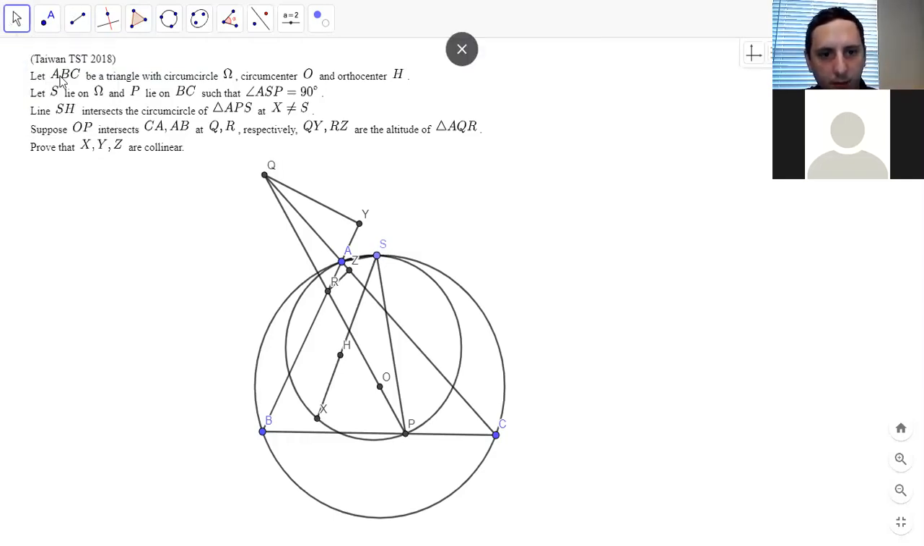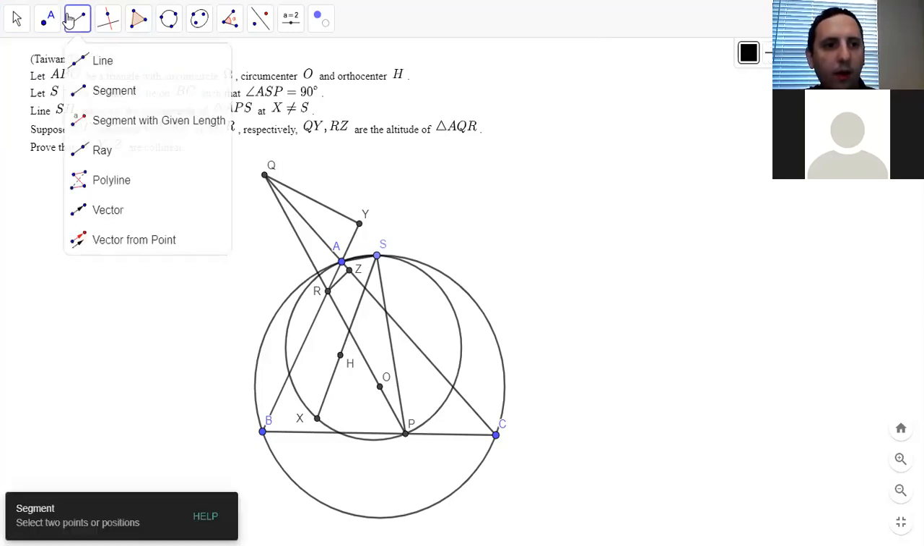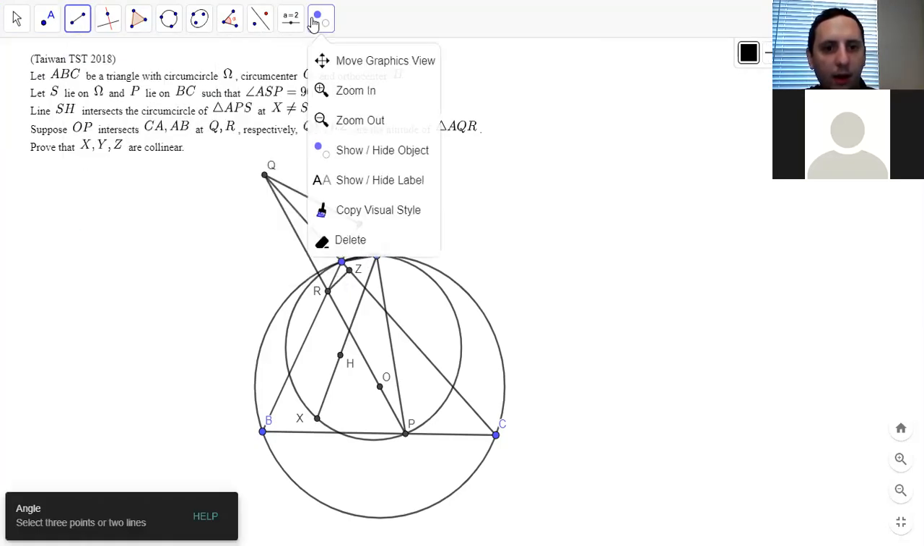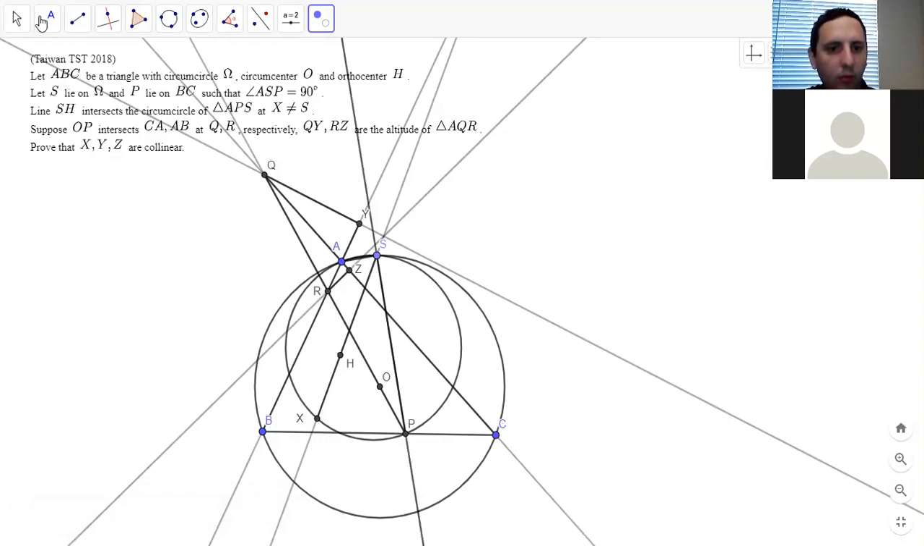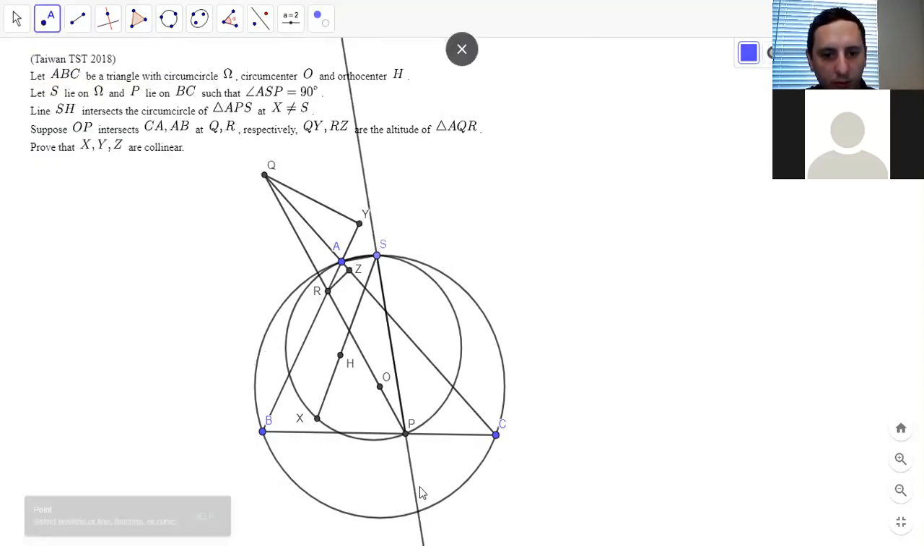So we want to show that X, Y, and Z are collinear. So Y, Z are both feet of altitudes. So that probably gives us some information. Can you intersect AO and SP? AO and SP? Yeah, they intersect on the circle. Okay. Yeah, because angle ASP is 90, so that makes sense. So those will intersect on the circle.